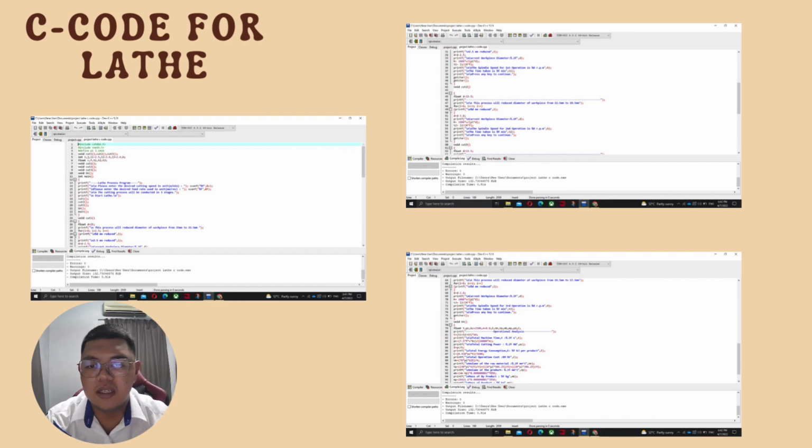Okay, lastly, this is the C code for the lathe machine. Our group plans to make a shaft from the lathe machine. Now what we can see is the information we use to make a shaft. We key in the data for cutting speed, their diameter, their length. After we run the C code, we get the result that is specific for our product.